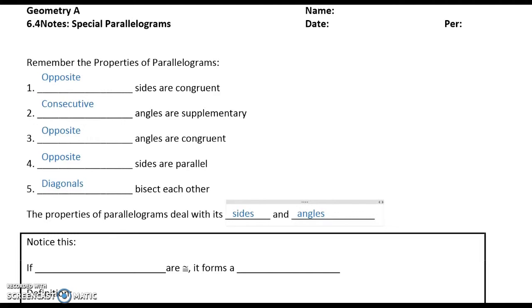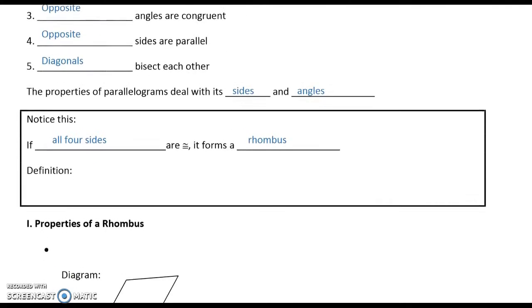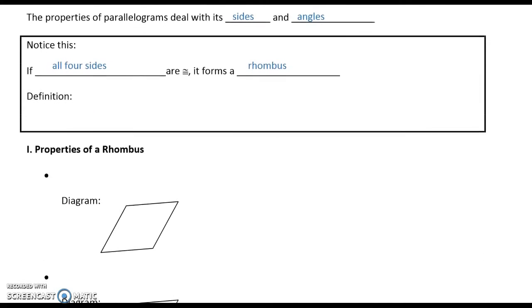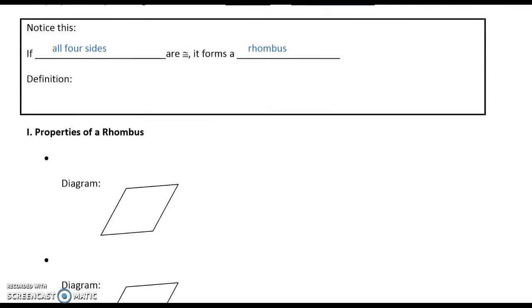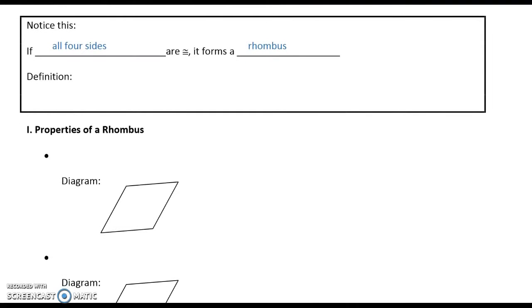All right, so check those, and you'll notice most of these properties deal with the sides and angles, right? Just that fifth one talks about diagonals. So to create these special parallelograms, we're going to take our quadrilateral and do something with the sides and angles. So notice this. If all sides are congruent, then it forms what we call a rhombus. Okay? So by definition, a rhombus is any quadrilateral that has four congruent sides.